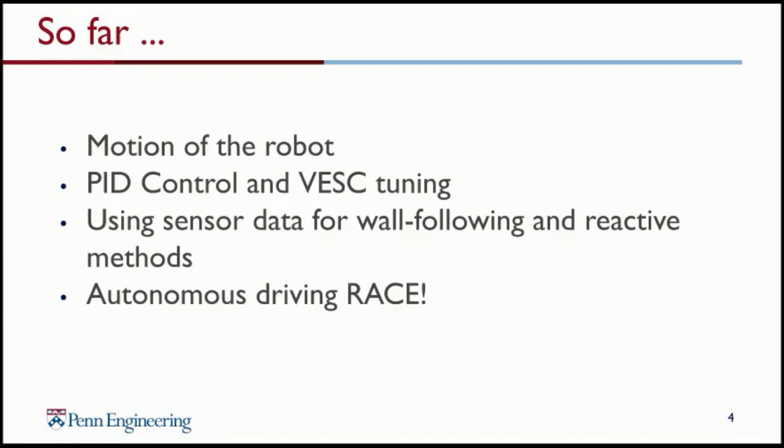Some of the first algorithms that we've covered are wall following and other reactive methods, which utilize sensor data given from the LiDAR. We call follow the gap and wall following reactive methods in the sense that they react to the local frame of reference, or whatever the robot detects at the current state. And based off of these methods, we also had our first autonomous race.